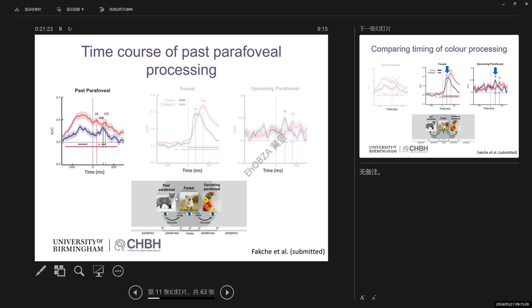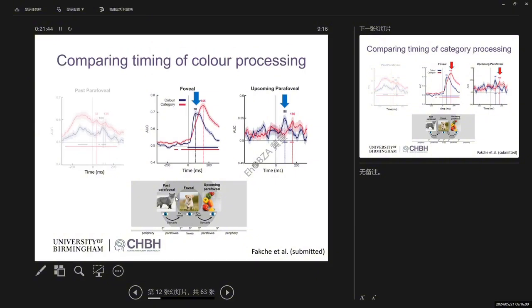And this probably reflects that when you see a full scene, these different objects sort of have to be, maybe not integrated, but you need to form a percept of the different objects also in regard to their different locations. Okay, so let's now discuss the time course of this.